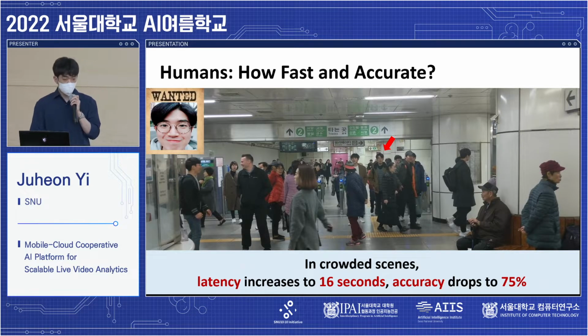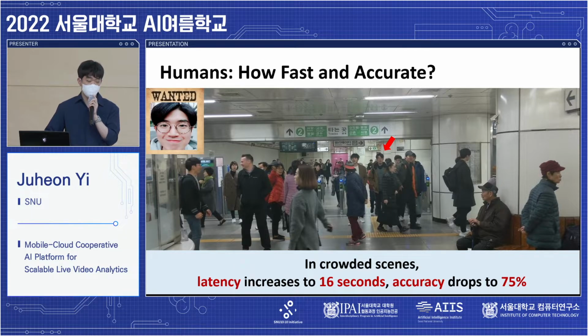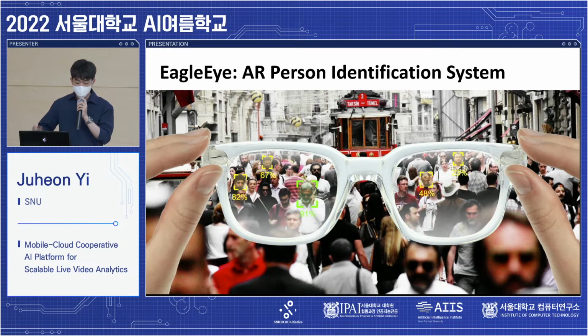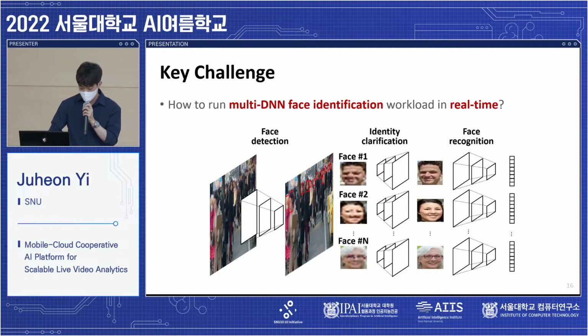To motivate our work, we did a simple user study to analyze what difficulties humans face in identifying persons in crowded scenes. As you can see here, finding that person who stands in the middle of the scene, people take more than 10 seconds. So basically what we want to develop is an AR person identification system where the user would scan the scene with his mobile camera, and the mobile device runs the multi-DNN based face identification workload and pinpoints where the target is.